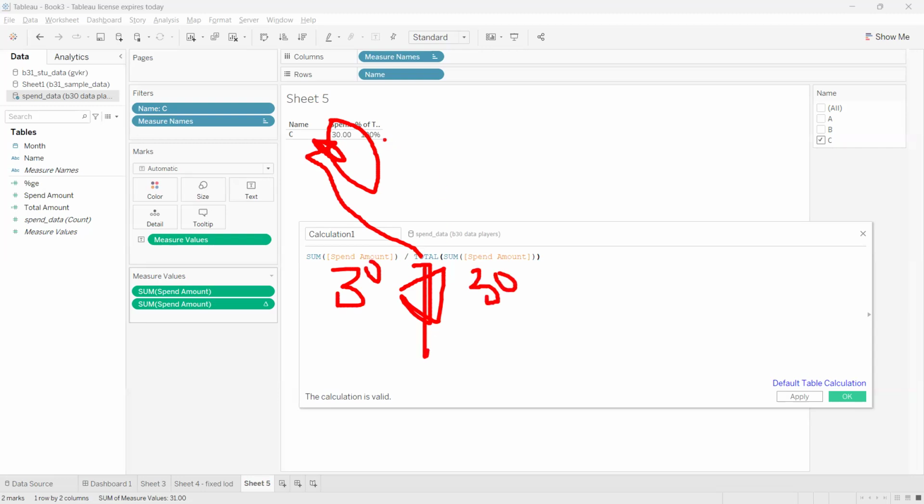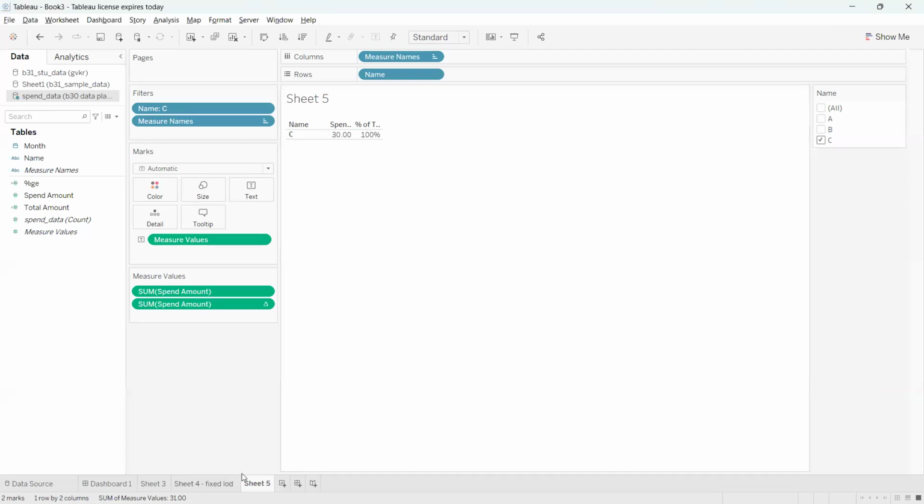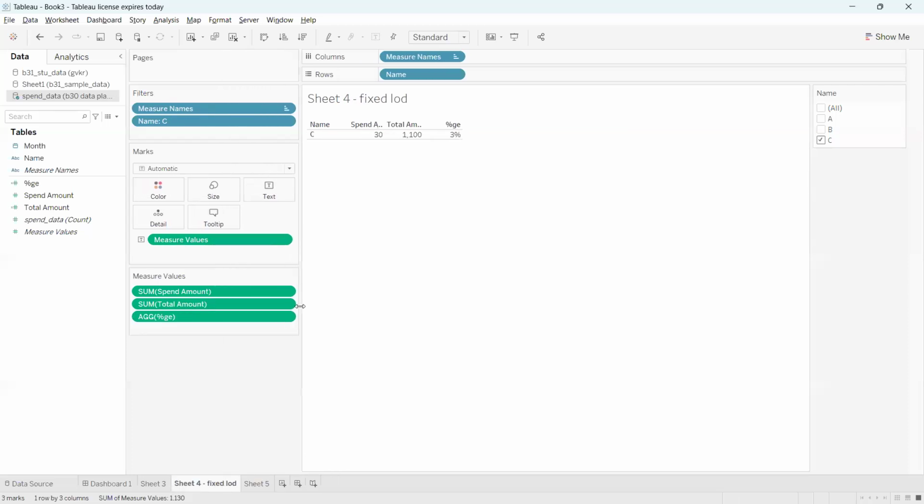Because of that reason, I can see 100 percentage here. But if you go to my fixed LOD here, the numerator is 30 and the denominator is 1100, which is not depending upon person A, person B, person C. It will take the total amount and it will fix the denominator.